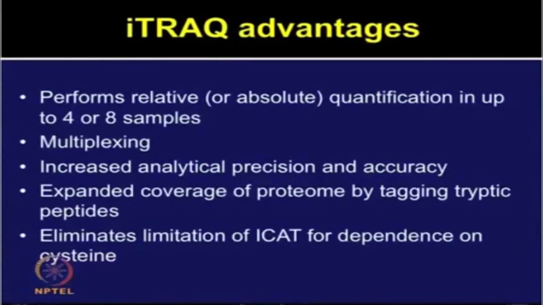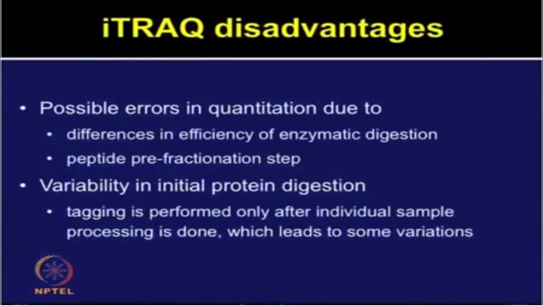It eliminates the limitation of the previously discussed method, ICAT, for dependence on cysteine residues, but this method has several disadvantages as well. First of all, there is a possibility of errors in the quantification due to differences in the efficiency of enzymatic digestion, because we are performing that step separately for 4 samples. If you remember, we talked about samples A, B, C and D. Each one of those we treated separately, and if during the tryptic digestion the efficiency was not exact, maybe that could lead to some difference.